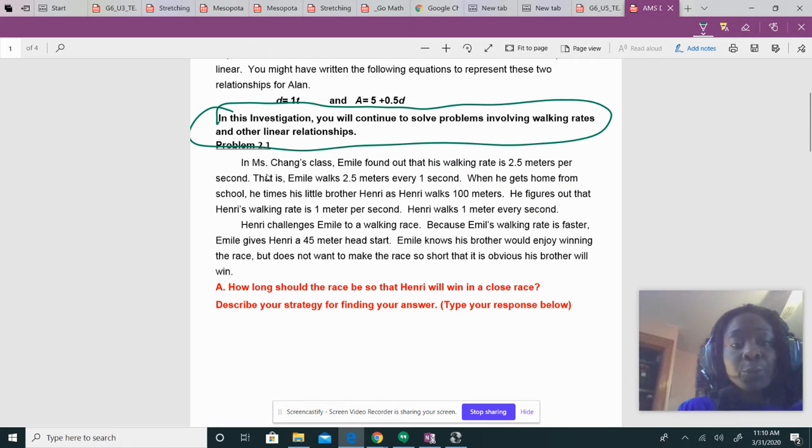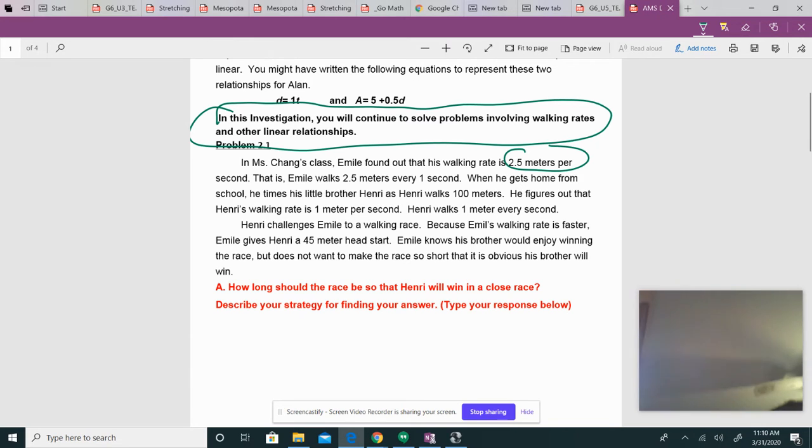And so investigation two, it says in Miss Cheng's class, Emil found out that his walking rate is 2.5 meters per second. I'm going to go ahead and write down below just as a proportion, 2.5 meters in 1 second. So that's clearly a unit rate. And that is for every 2.5 meters, he walks 2.5 meters in 1 second. He gets home from school, he times his little brother, Henri, as he walks 100 meters, and he figured out that Henri's walking rate is only 1 meter in 1 second. Now that's an interesting proportion in itself.